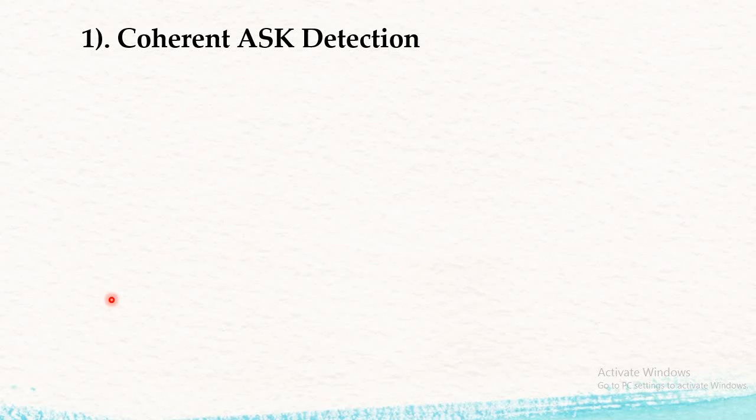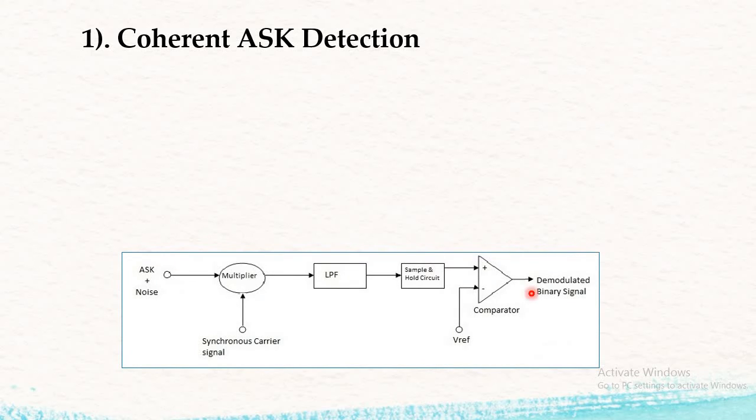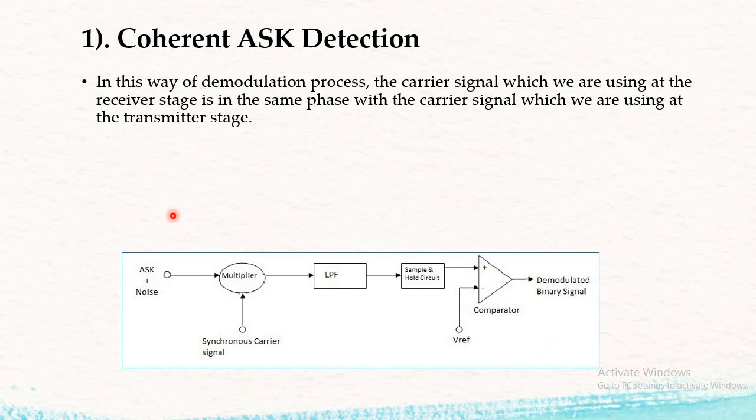The first one is coherent ASK detection. So this is a block diagram of a coherent detection. This is a multiplier or a modulator. Here, the carrier signal which we are using at the receiver stage is the same, or in phase with, the carrier that we are using at the transmitter stage.